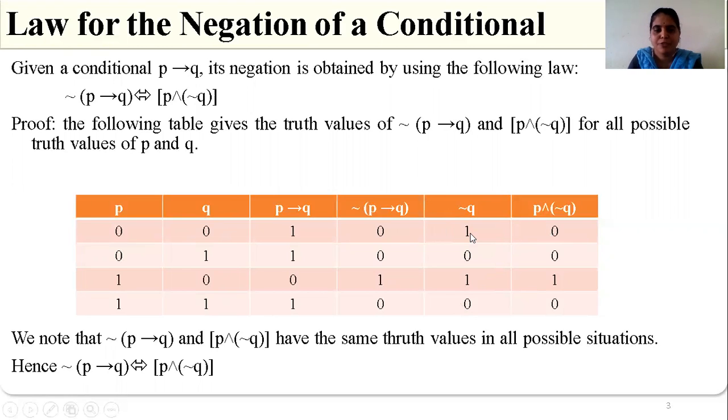In the AND operation, if both the propositions are true, then the result will be true. In other cases, it is false. So if P is false and negation of Q is true, the result will be 0. Similarly, 0 and 0 is 0, 1 and 1 is 1, and 1 and 0 is 0. Here we can see in this column and in this column, for all the possible combinations we have the same truth values. Therefore, negation of P implies Q is logically equivalent to P and negation of Q. This is called the law for the negation of conditional.